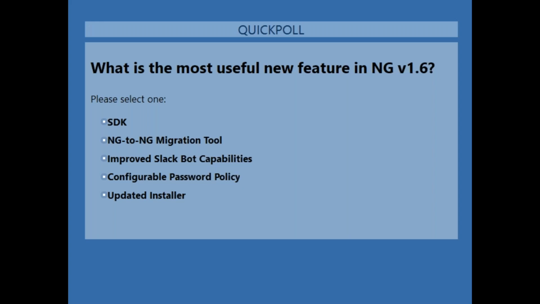All right, so if you could please take a moment to answer the question, what is the most useful new feature of NG version 1.6? Tell us what you think. Is it the SDK, the NG to NG migration tool, improved Slackbot capabilities, configurable password policy, or the updated installer? Take a moment and give us your feedback, and we'll flash the results momentarily.